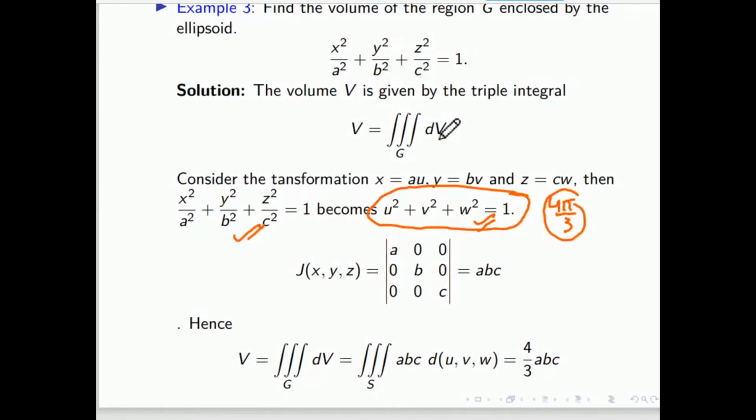We can transform into the UVW plane from XYZ by this transformation: x equal to au, y equal to bv, and z equal to cw. For that we need the Jacobian. Differentiating with respect to u gives a. There is no v and no w present here, so this is 0, 0. Then the differentiation of b times v with respect to u is 0, with respect to v is b, and then 0. Similarly, you can write this, and this determinant will come abc.